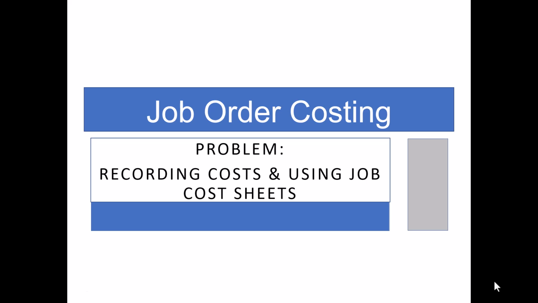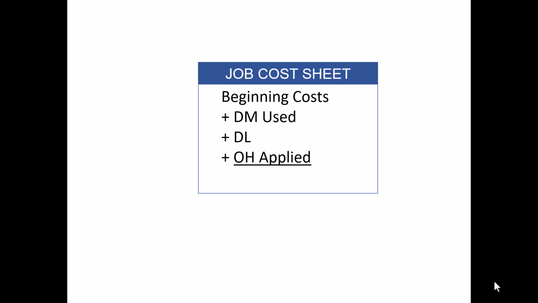In this problem, we're going to review recording costs for a manufacturer and using job cost sheets. Recall that a job cost sheet is going to consider any beginning costs, that would be direct material used, direct labor, and/or overhead applied that was incurred in a prior period. We'll add direct material used, direct labor, and overhead applied. That will give us the total cost of a job.